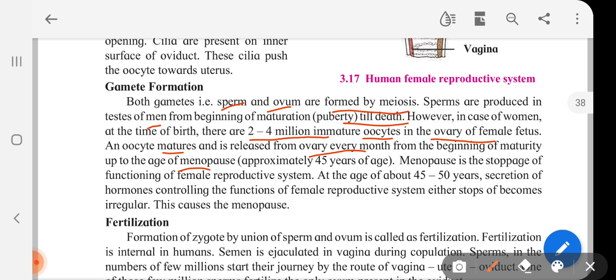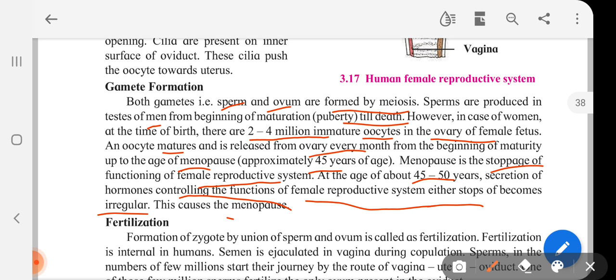Okay, so females have a period in their life cycle where they achieve puberty, and at the puberty age they start releasing oocytes from the ovary. Then, till the age of menopause, approximately 45 years of age, they achieve that stage where the functioning of the female reproductive system stops. At about 45 to 50 years, secretion of hormones controlling the function of the female reproductive system either stops or becomes irregular.